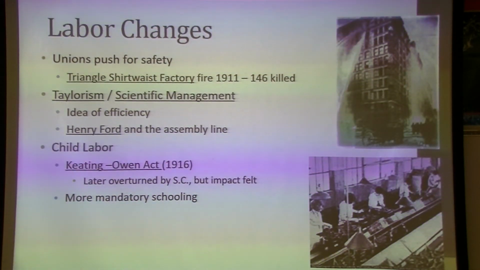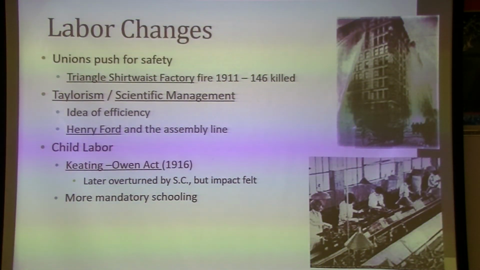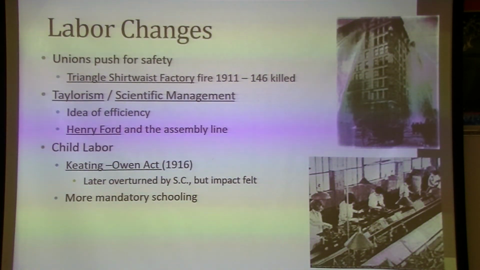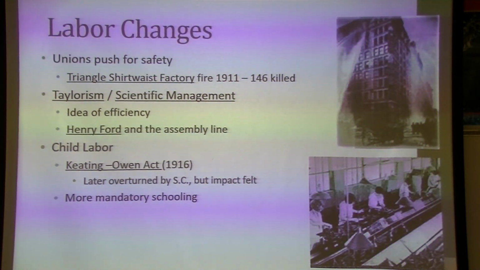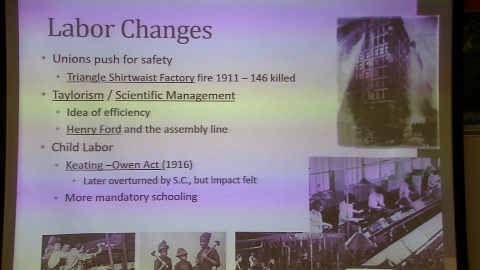For child labor, the unions again are involved there. They will push, now they're pushing to try to have less child labor, and we'll have an act called the Keating-Owen Act that will be passed in 1916. It's going to be declared unconstitutional by the Supreme Court, but after it's declared unconstitutional, they'll break it apart and most everything will be done. There'll be a push for more mandatory schooling, not just for the safety of children, but again, unions wanting to not have them as competition for their jobs.